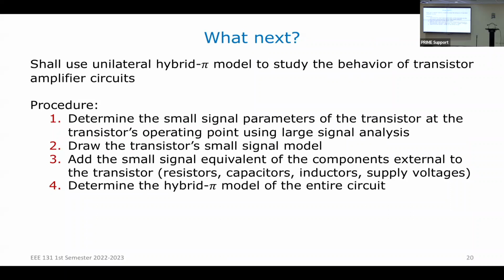Step 2, we draw the transistor's small signal model. The next step, we add to that model the small signal model of all the other components in our circuit. We have to add all the other components. What I use is your resistors, your capacitors, your inductors, and your supply voltages. After doing that, you can now determine the hybrid bimodal of the entire circuit.